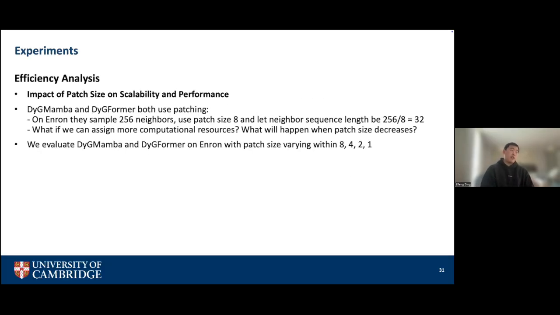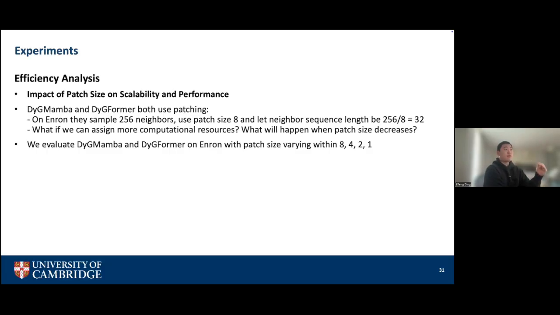And after that, we have also studied the impact of patch size on scalability and performance. Notice that I have mentioned patching might introduce some problems. So let's see how patching impacts a model's behavior. DyGMamba and DyGFormer both use patching, and on Enron, we are sampling 256 neighbors and using a patch size of 8. So the sequence length in the transformer or Mamba will be 32.